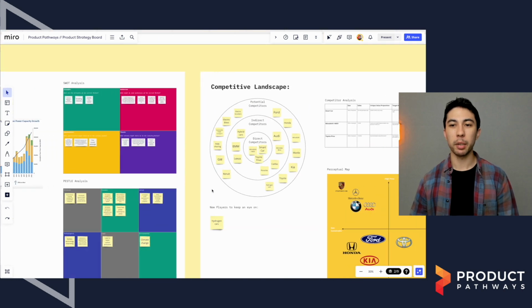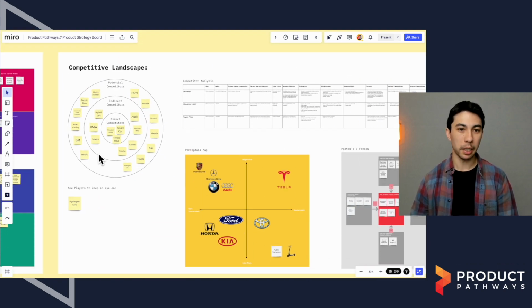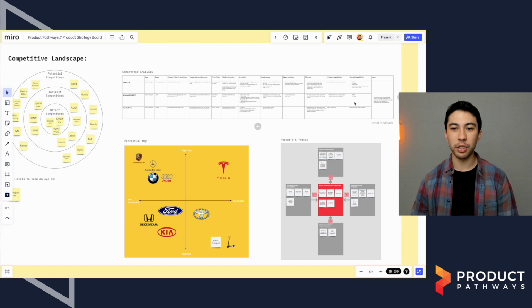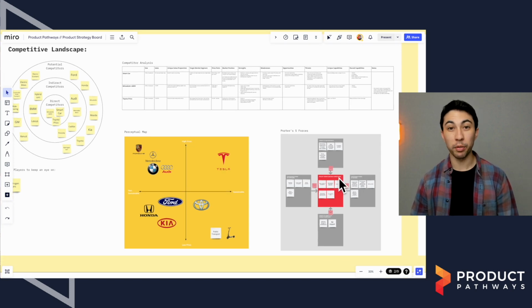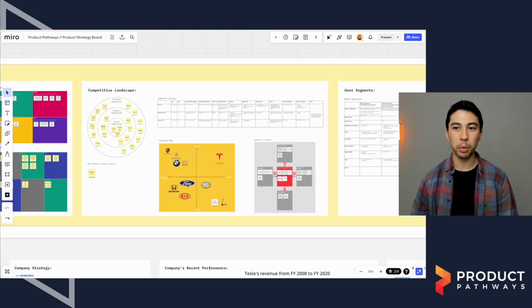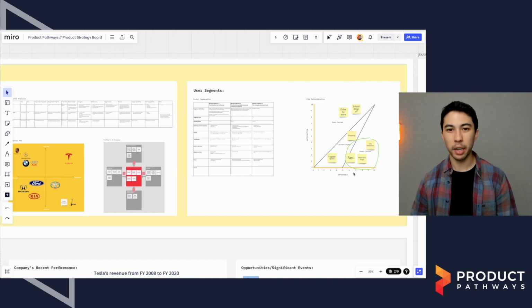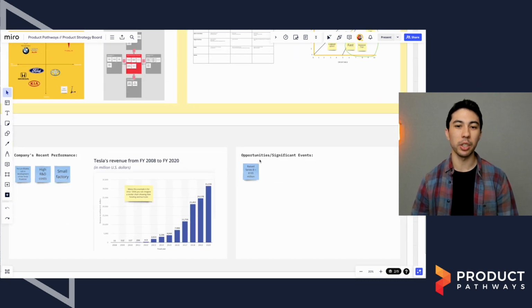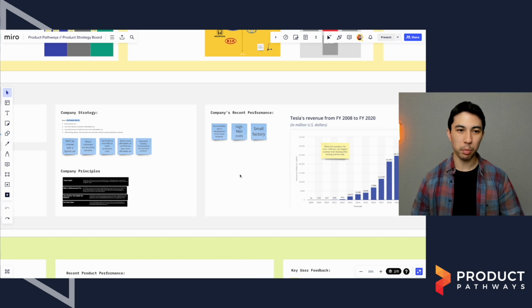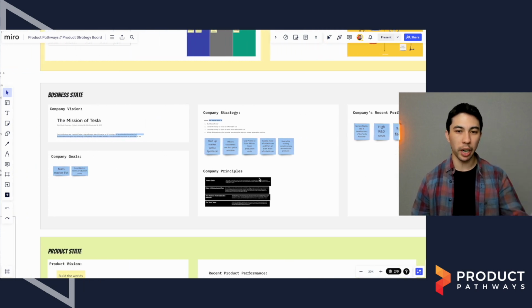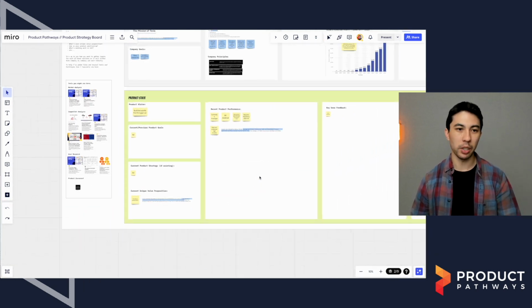Equally, you'll see here with the competitive landscape, we've done a competitor map. We've done a competitive analysis. We've used tools like Porter's Five Forces. We've done a perceptual map. We've done jobs to be done, prioritization, some market segmentation. For the business, we've done business performance, business mission, strategy, principles, et cetera.